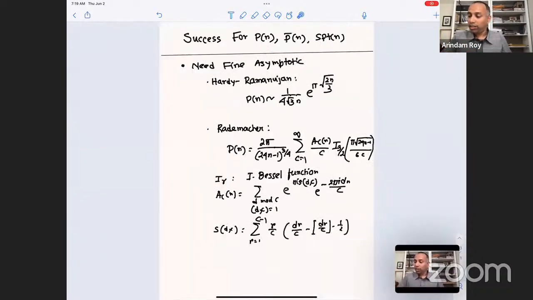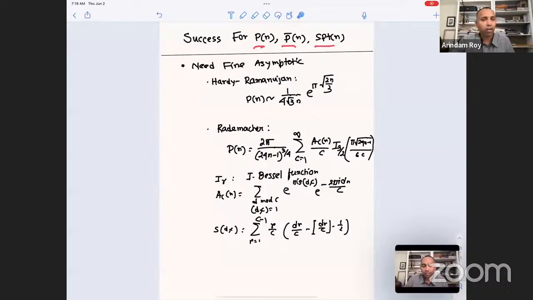So the first important thing we need to notice is that these three functions, Pn, Py, and SPTN, and of course other similar functions, have a very nice, very fine asymptotic. Now, what do I mean by fine asymptotic?